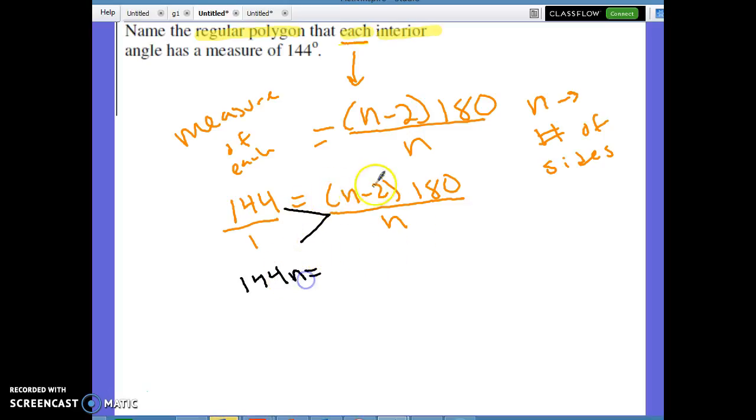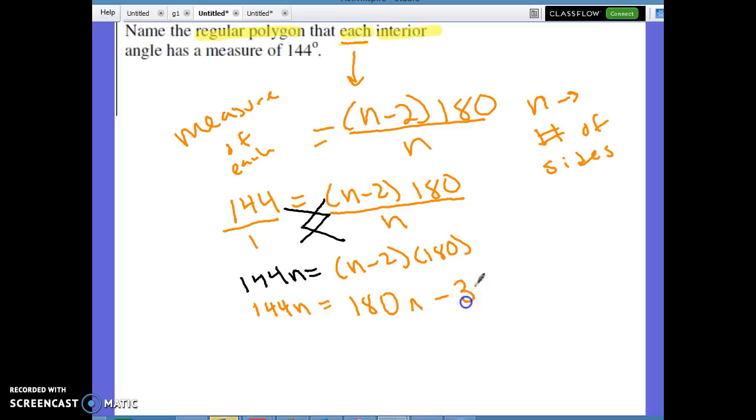n minus 2 times 180 times 1, which is going to be anything times 1 is itself, n minus 2 times 180. Now we have a simple linear equation that we can solve. Let's distribute in 144n equals n. Let's make this look a little nicer. We know that 144n equals 180n minus 360 because we distribute this in.